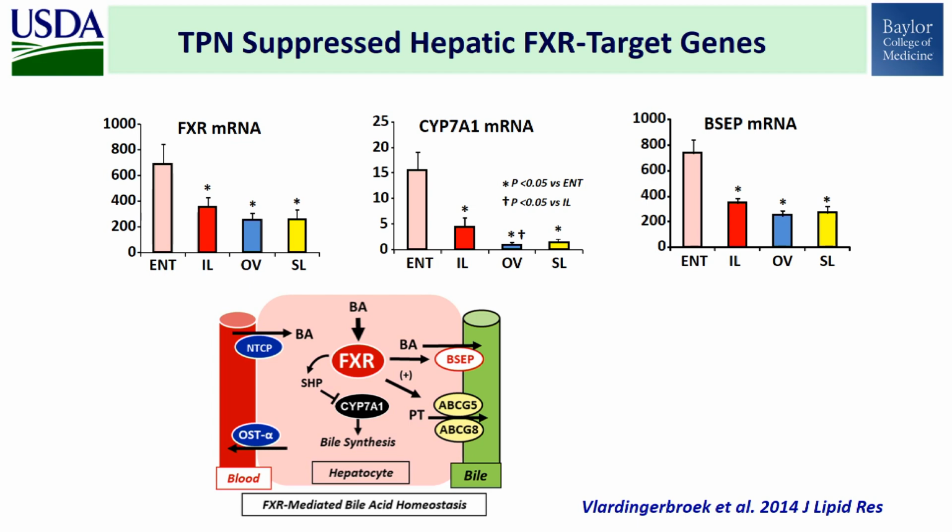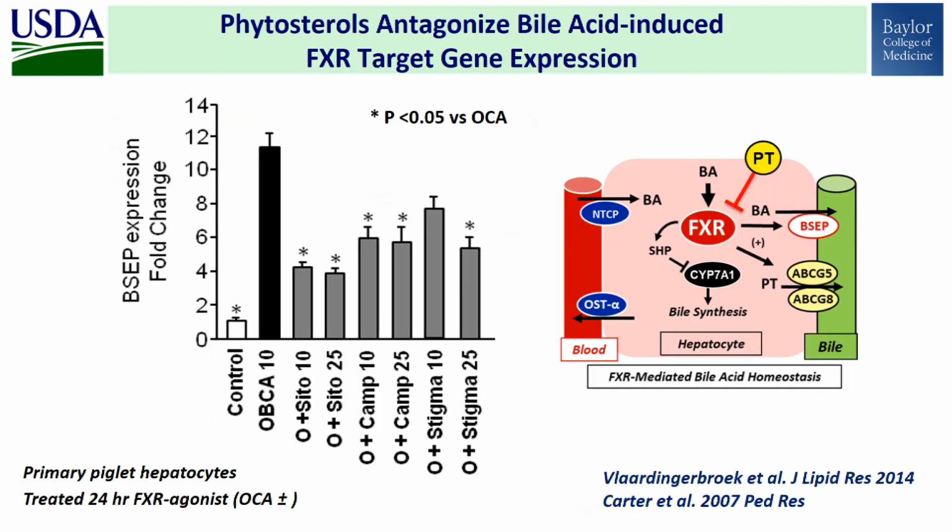We also showed in a study that was consistent with previous data from Beth Carter and Saul Karpin in mouse and human hepatocytes that when you stimulate hepatocytes with bile acids, in this case, we stimulated pig hepatocytes with the FXR agonist beta-cholic acid. And what we found is that there's a marked upregulation of BSEP, the transporter for bile acids. But when you co-incubate these hepatocytes with bile acids and with phytosterols, there's a blunting of BSEP expression, suggesting on the right that phytosterols antagonize the effect of FXR.